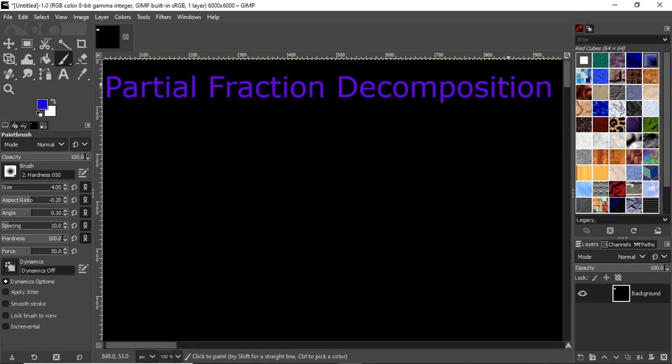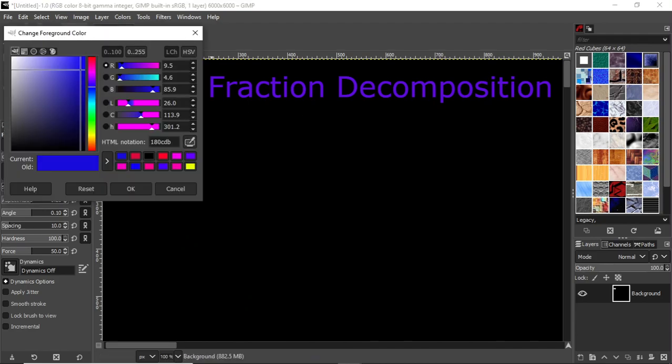Alright, so hello everyone. Today's topic is partial fraction decomposition, and before looking at how to do this, let's even try to see what it's all about.